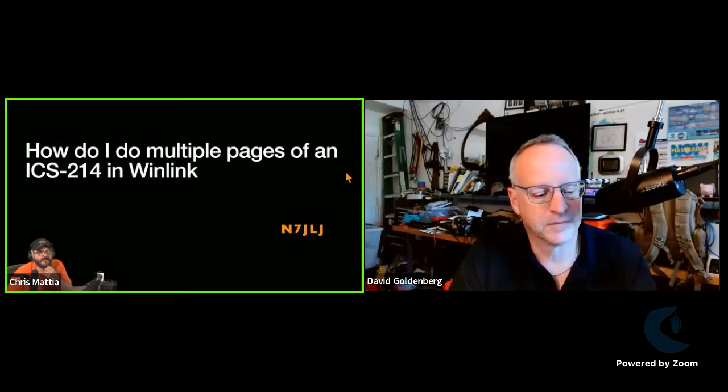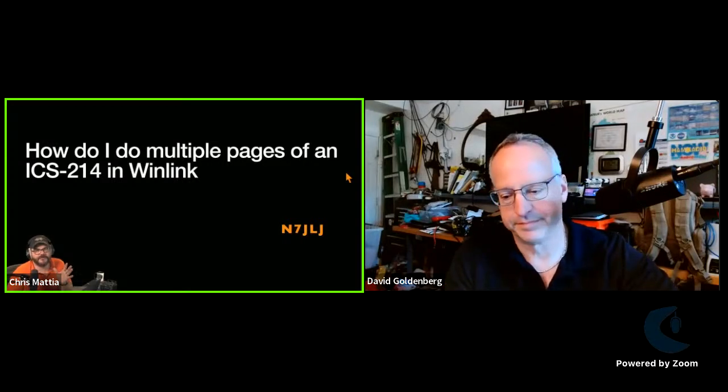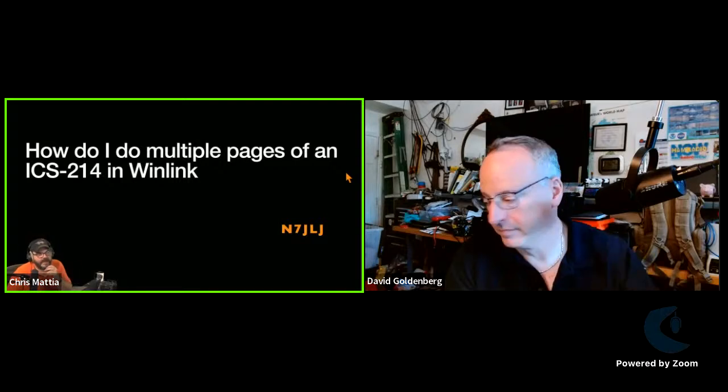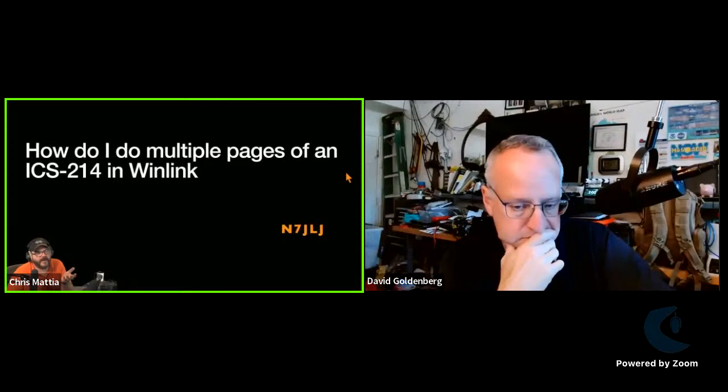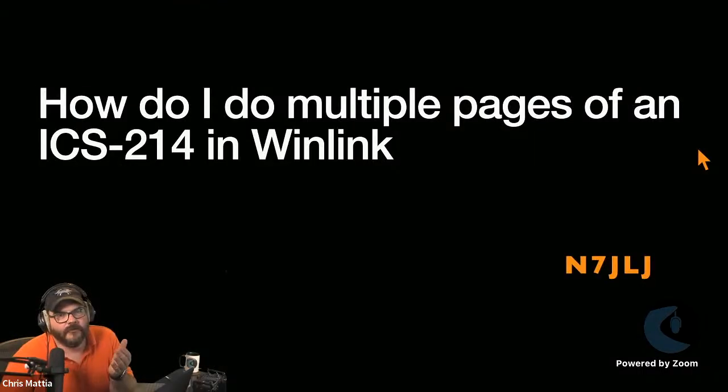Lots of options there. Anyway, hopefully that gives you a good sense as to how that 214 can be done. Currently, the way that Winlink is set up, you really do have to submit an additional form once you go past the single number of line items that are there in the form. So just something to be aware of.